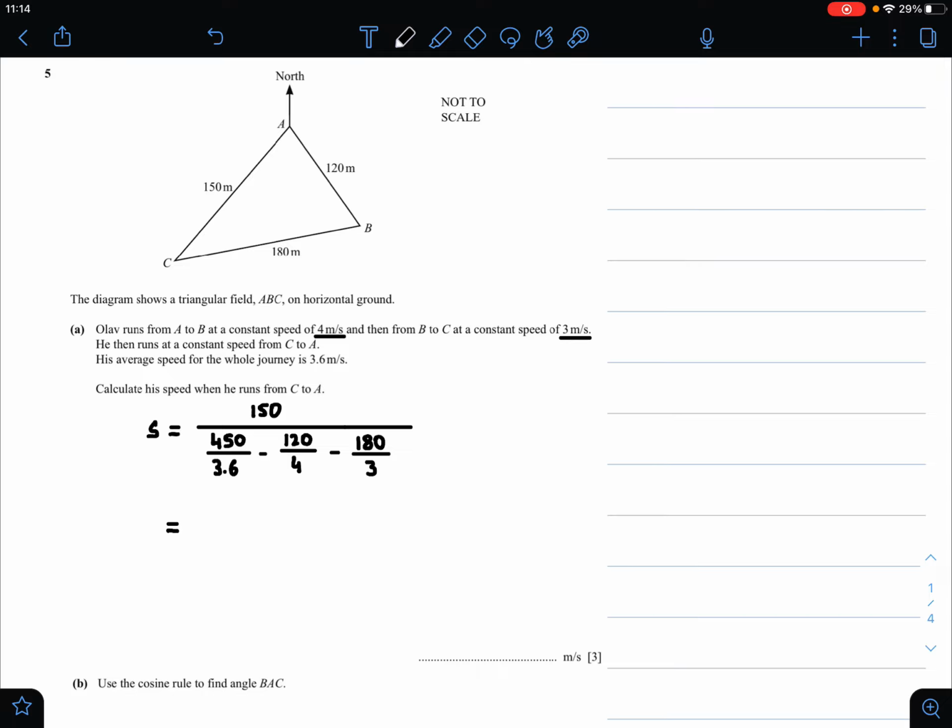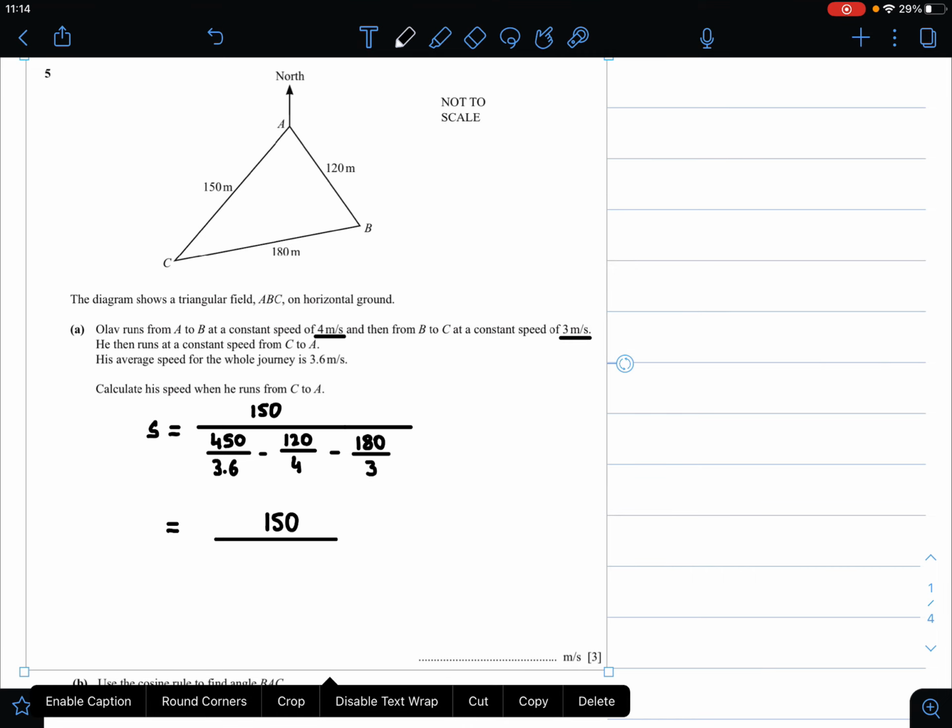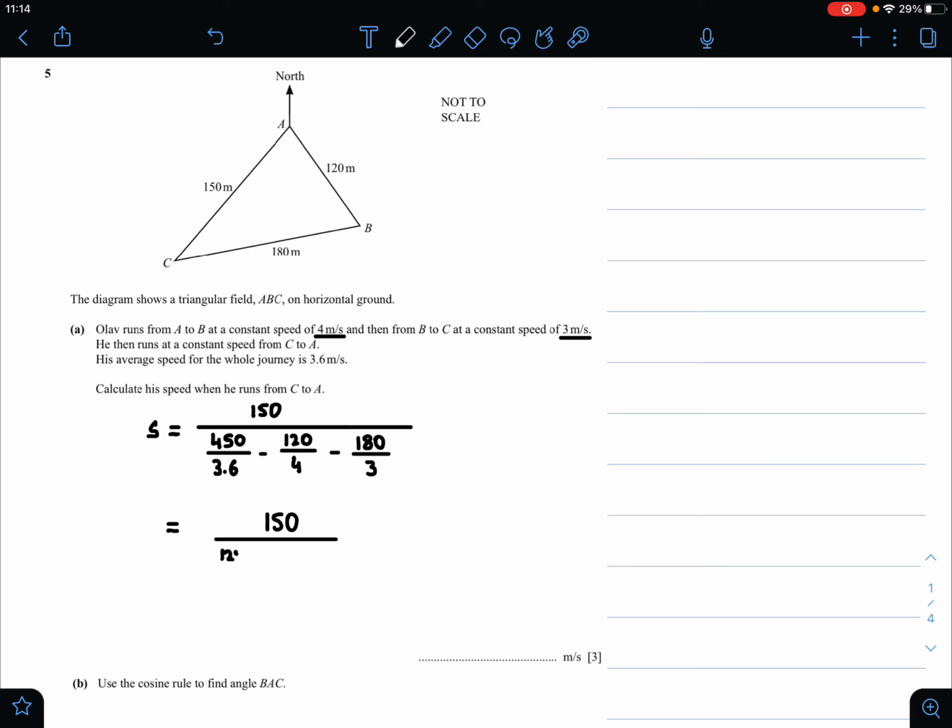450 divided by 3.6 is 125. So we can write 150 divided by 125 minus 120 by 4, which is 30, minus 180 by 3, which is 60. So this would be equal to 125 minus 30 minus 60. So it would be equal to 150 divided by 35.